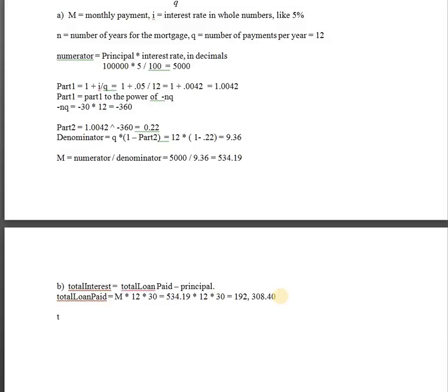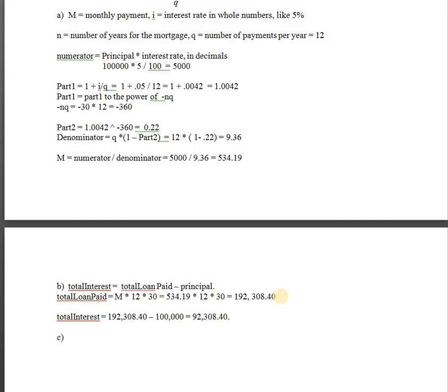So that tells us that the total interest is equal to $192,308.40 minus $100,000, which is pretty simple there, $92,308.40. Okay, that wasn't too bad.